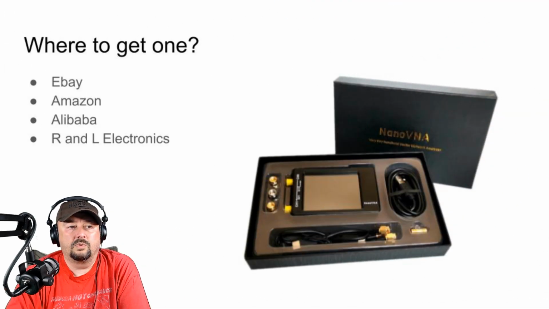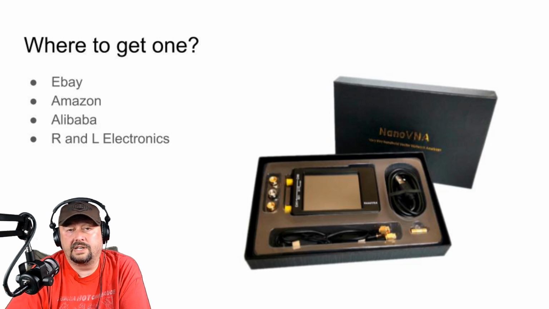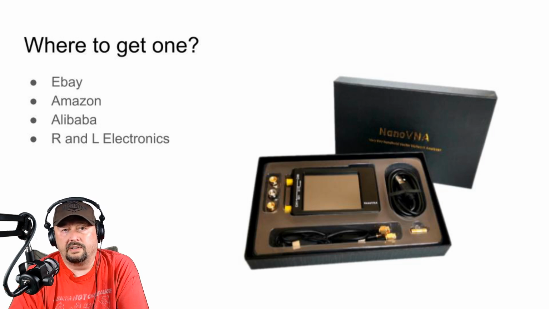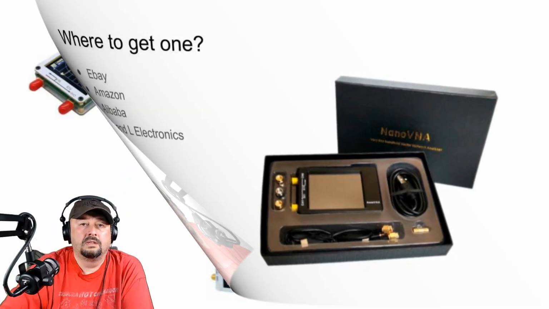So you may be asking, where do you get a NanoVNA? There's a couple of different options out there. You can go to eBay, Amazon, Alibaba, or my favorite, R&L Electronics. I'm not sponsored by R&L Electronics. I'm not in cahoots with R&L Electronics. They're just a US-based dealer that provides excellent customer service, and it's where I choose to buy my NanoVNAs. And if anybody was going to ask me where they should get one, I would say there, R&L Electronics.